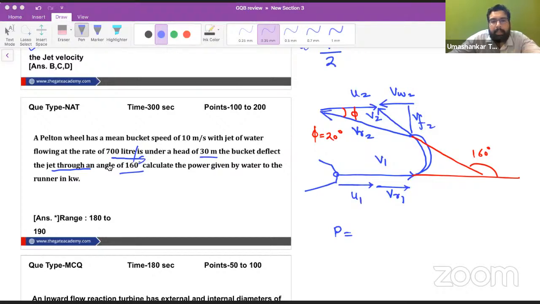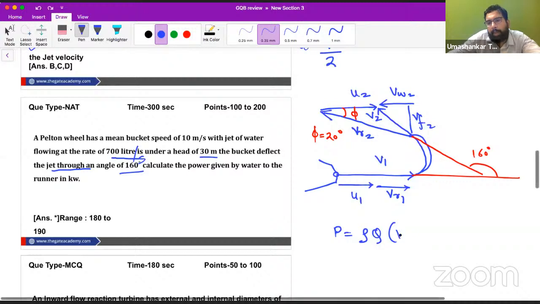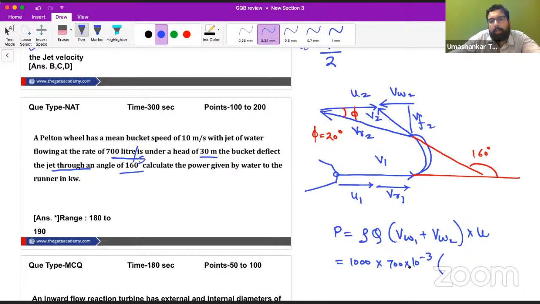So power is rho Q. For Pelton wheel, we know VW1 plus VW2 into U. So this is your power expression, right? Rho A V (VW1 plus VW2) into U for Pelton wheel. So let's see what is given. Q is given. Rho we know, it is water, so 1000. Q is 700 into 10 to the power minus 3. So we need to find VW1, VW2 and U. U is also given.